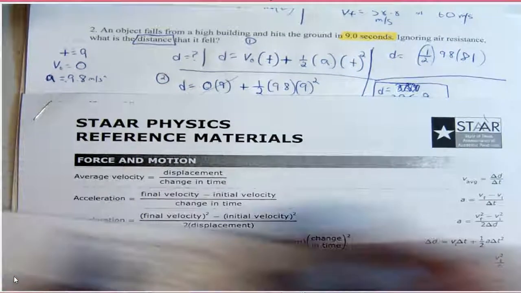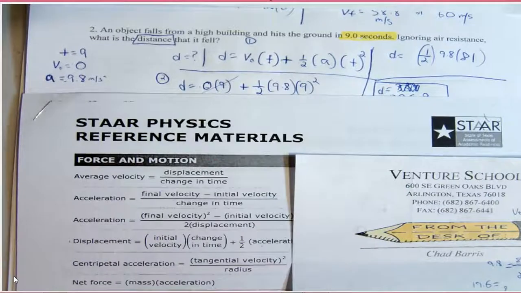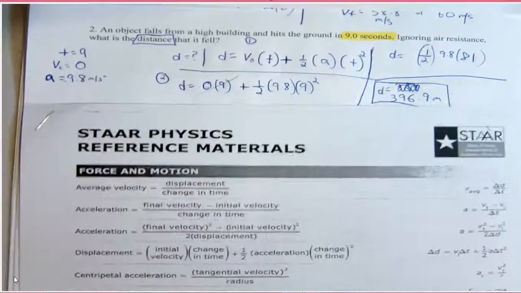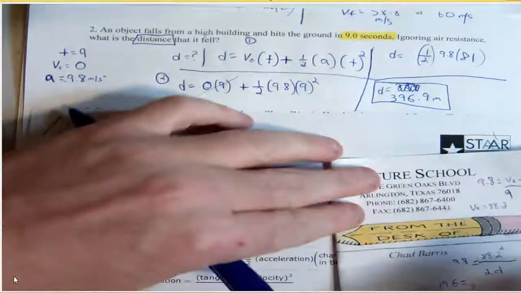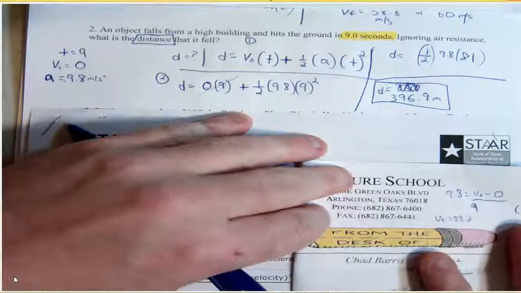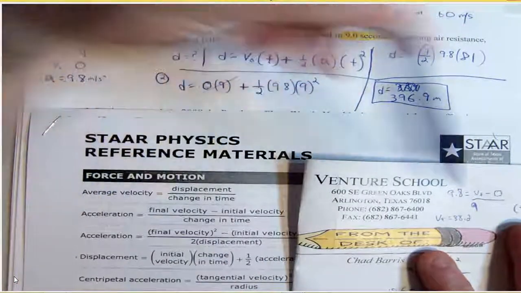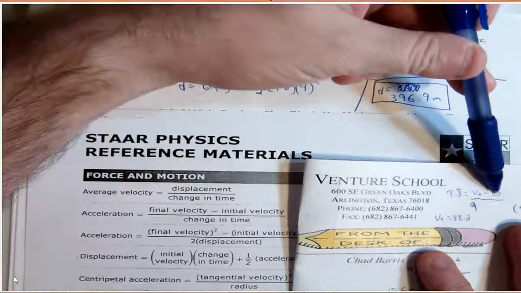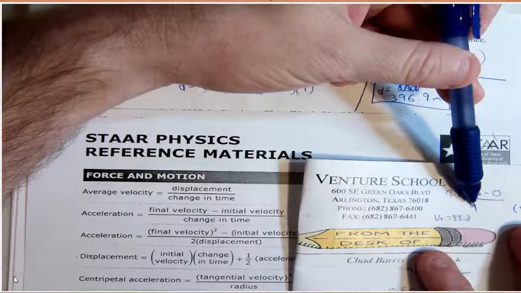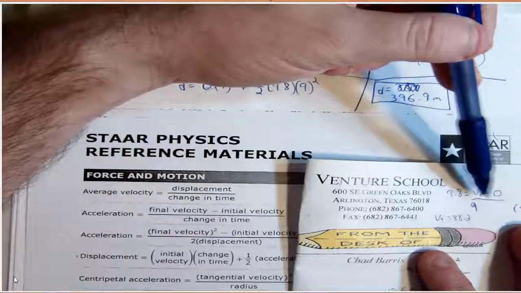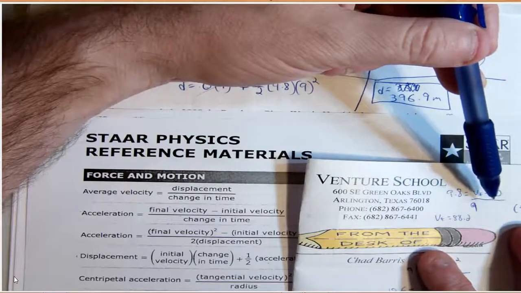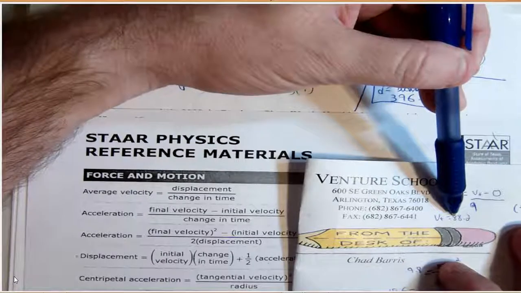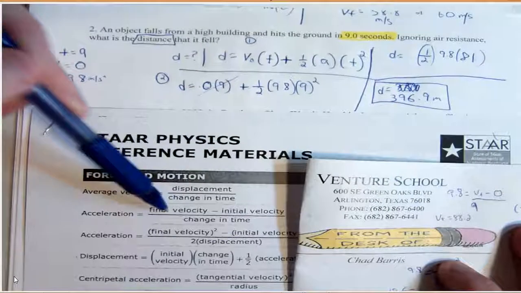So if you did that, there's all my paper here. I'm going to fold my paper a little bit. So I would have done something like my acceleration equals final velocity, which we don't have, minus initial velocity, which is 0, divided by time. So if we multiplied, let's see, got this multiplied by 9, our final velocity is 88.2, right? So that would tell us our final velocity.